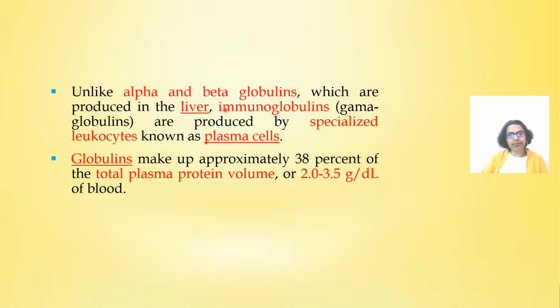Unlike alpha and beta globulin, which are produced in the liver, immunoglobulins, the gamma globulins, are produced by specialized leukocytes known as plasma cells. Globulins make up approximately 38% of the total plasma protein volume, or 2.0 to 3.5 gram per dl of blood.